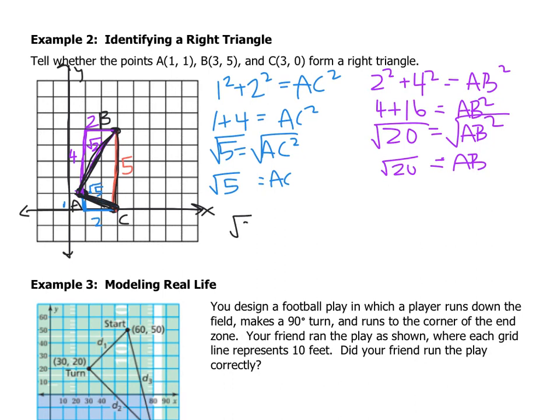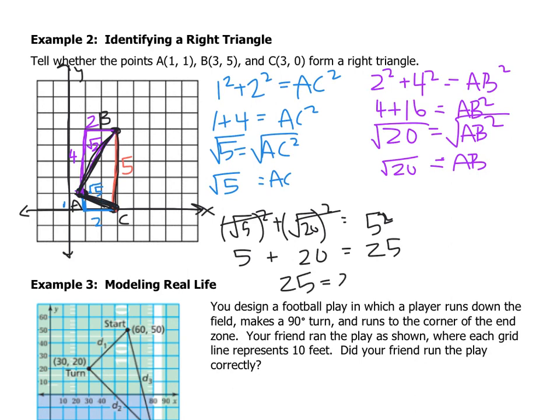It's going to be the square root of 5 squared plus the square root of 20 squared equals 5 squared. Well, I told you all the way back in lesson 1 that square root and squaring inverse each other. So this just cancels and you have 5. Same thing for here, you just have 20, and 5 squared is 25. So it actually is. Yes.